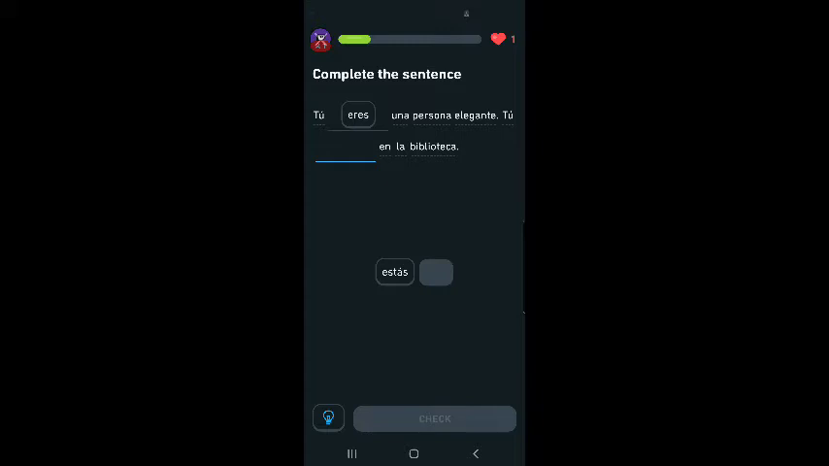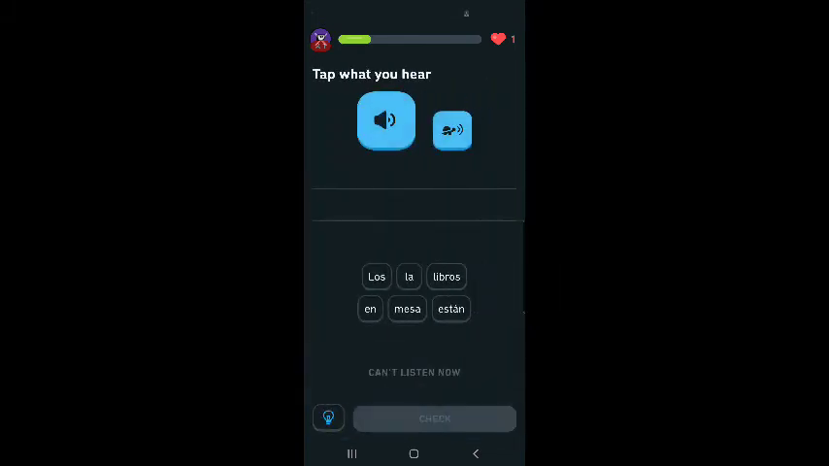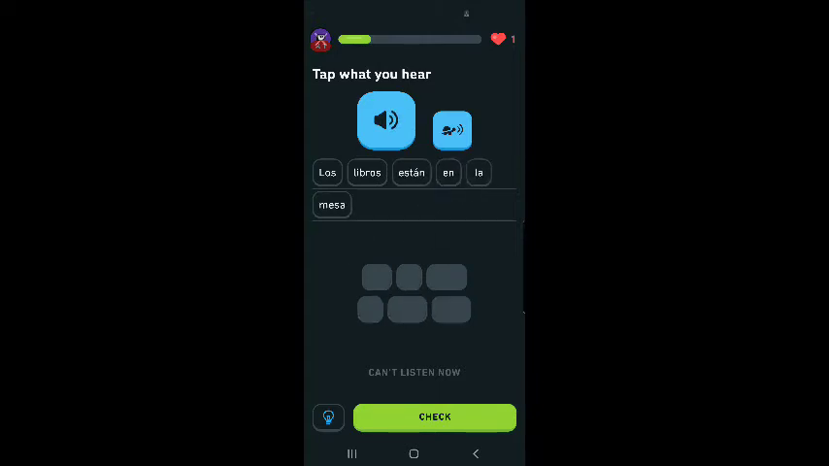Tú estás en la biblioteca. Estás. You got one right. Los libros están en la mesa. Los libros están en la mesa. The books are on the table.